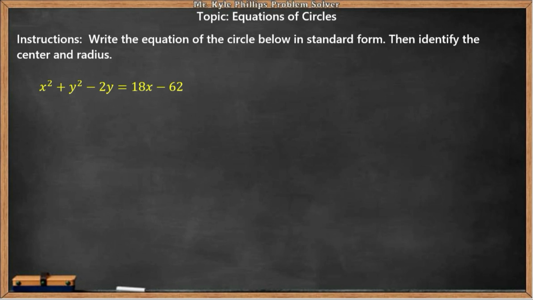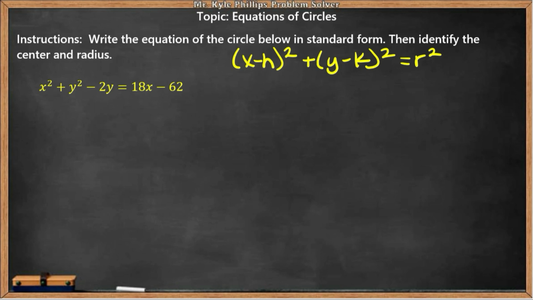So let's write that out. What we want is (x minus h) quantity squared plus (y minus k) quantity squared equals r squared. So here, h and k will be my center, and then my radius will be whatever the value of this number is. So first thing we need to do is create two perfect square trinomials.